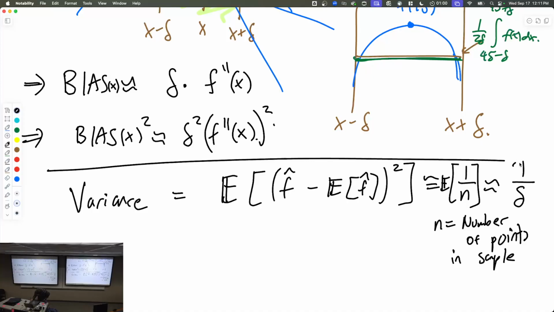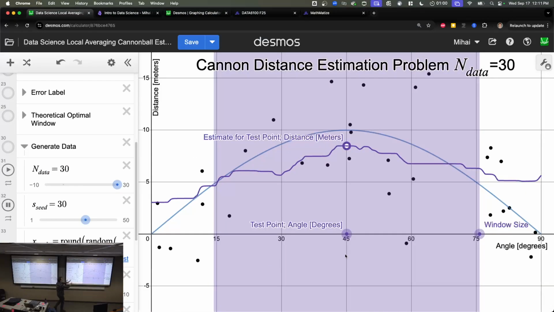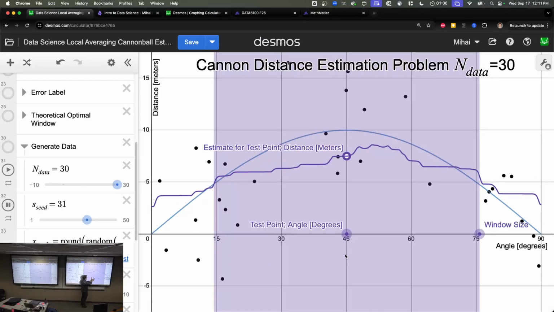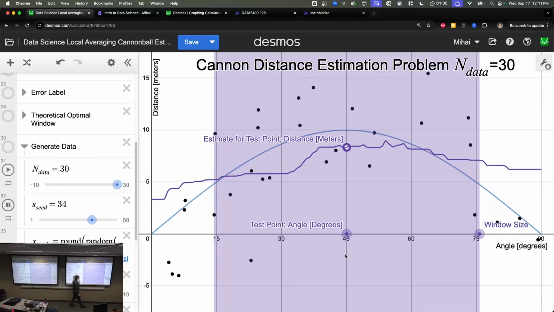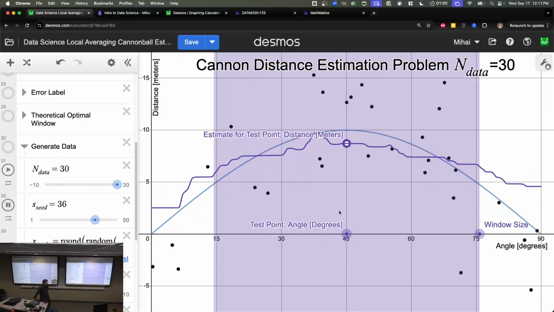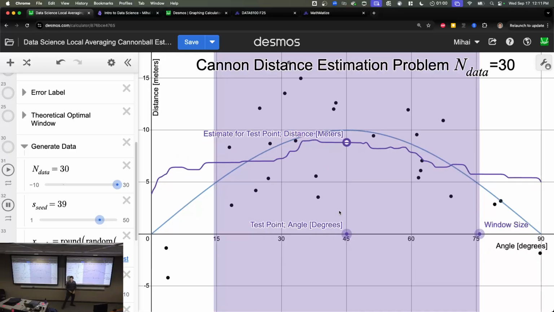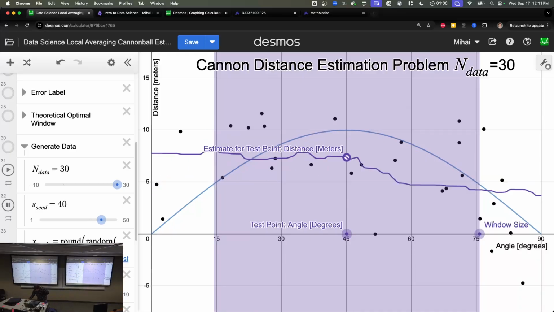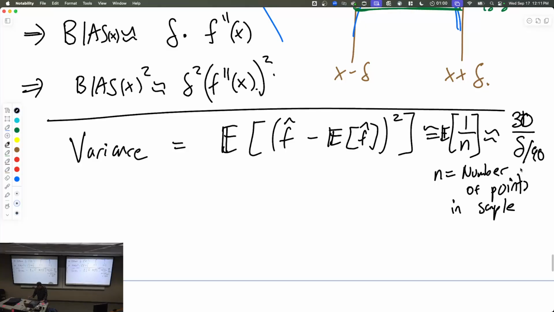Or actually, in this case, it's 30 over delta. Why is it 30 over delta? Well, there are 30 points. So if you look at a window size of size delta, then you get a fraction of 1 over delta of the whole thing. So it's like 30 over delta. More accurately, you have to ask what fraction delta is of the full 90 degrees. So maybe it's 30 over delta over 90. Again, I don't want to get bogged down by exactly what it is.